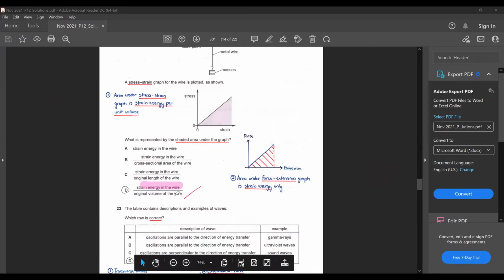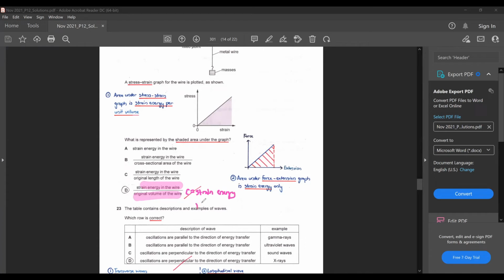Strain energy over the original volume of the wire. That one will give you strain energy per unit volume. Okay, so answer is D.